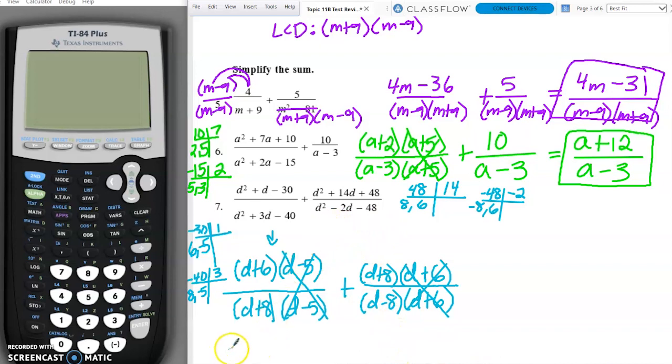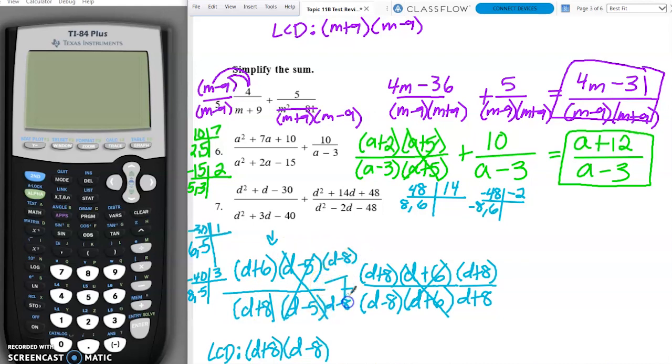And so my least common denominator is going to just be d plus 8, d minus 8. So this denominator is missing d plus 8, so we're going to multiply by d plus 8 over d plus 8. And this denominator is missing d minus 8, so we're going to multiply by d minus 8 over d minus 8. And so both of these fractions are going to have d plus 8, d minus 8. I'm going to run out of room here, that's okay.